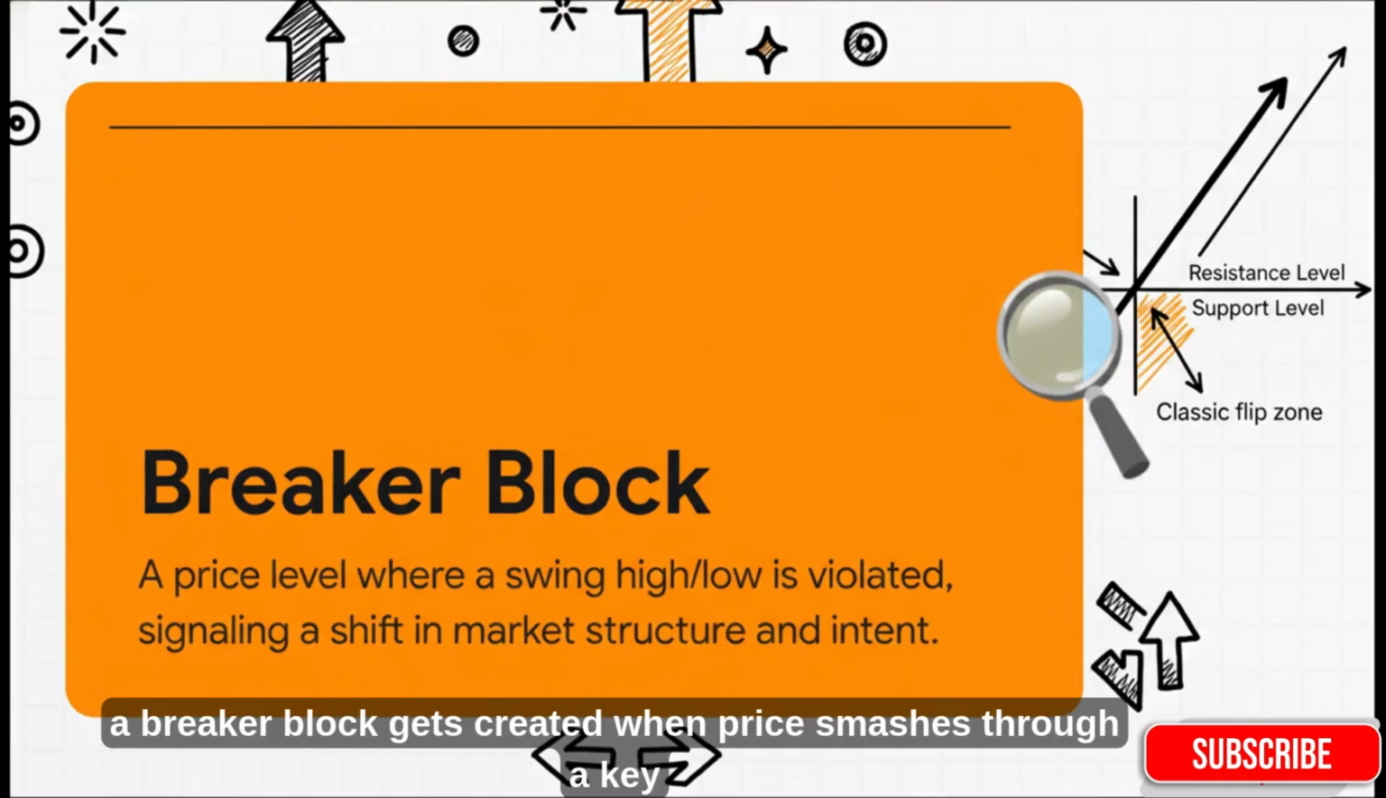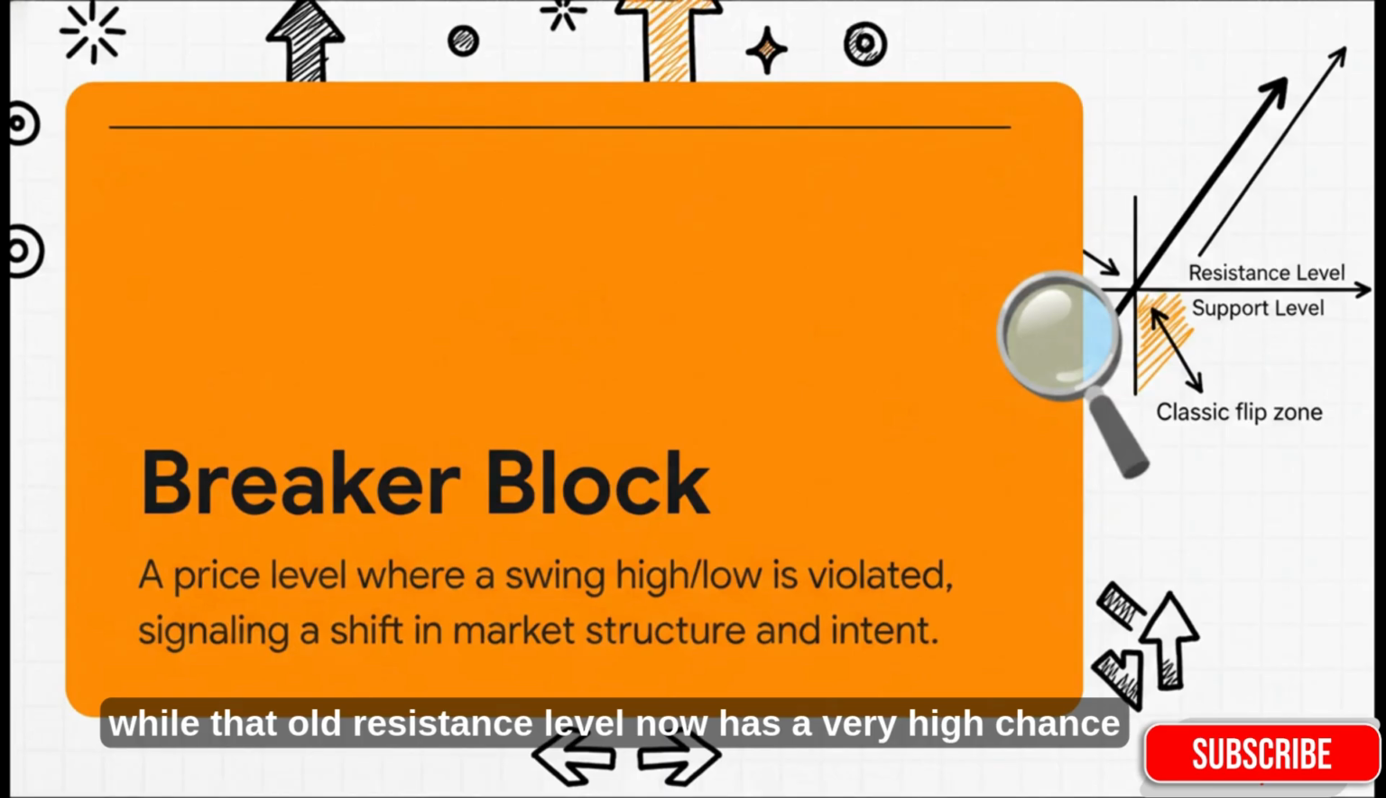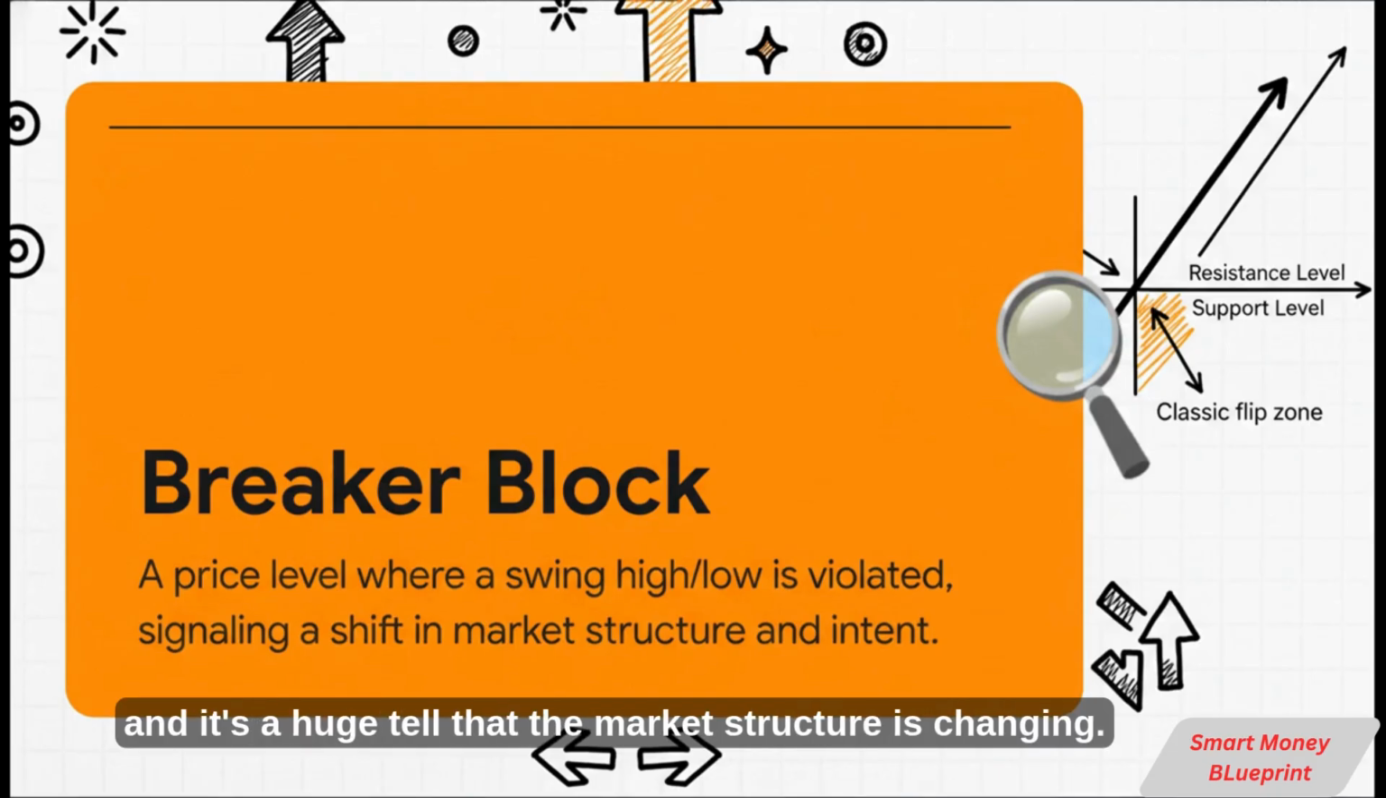So, technically speaking, a breaker block gets created when price smashes through a key swing point. Let's say we're in an uptrend. Price takes out a previous swing high. Well, that old resistance level now has a very high chance of becoming brand new support. It's a classic role reversal. That old ceiling becomes the new floor, and it's a huge tell that the market structure is changing.